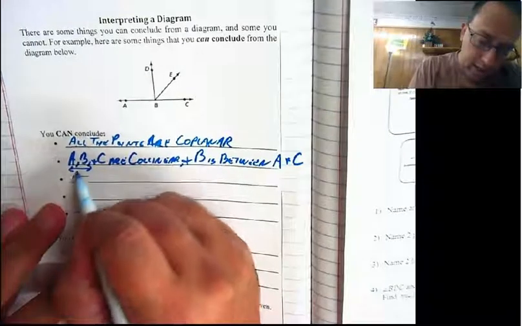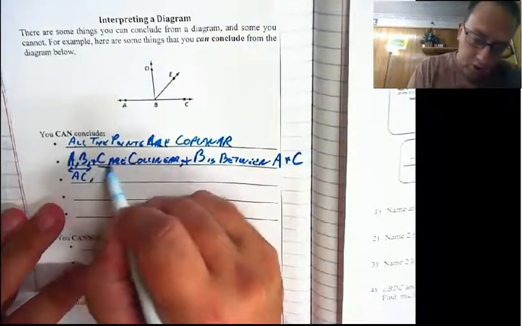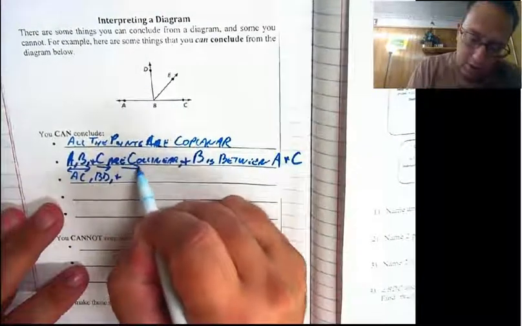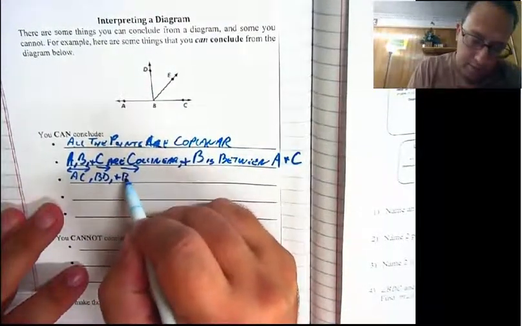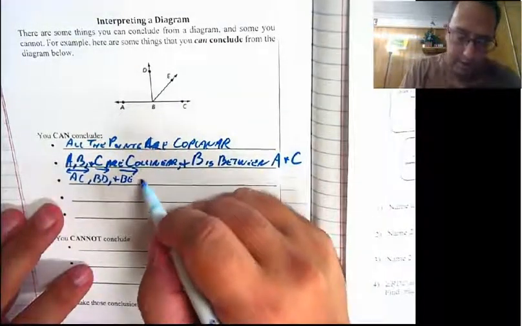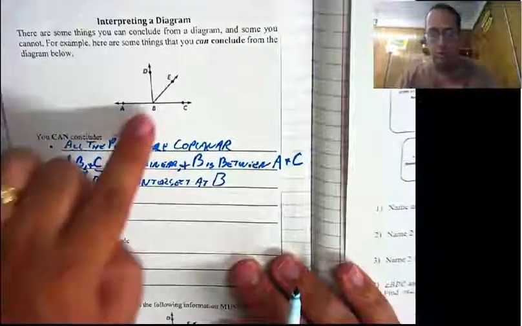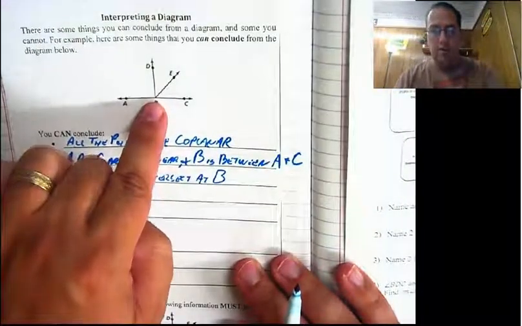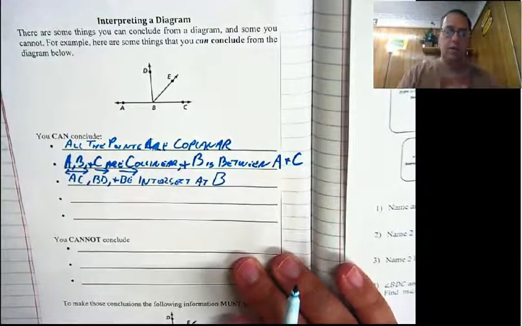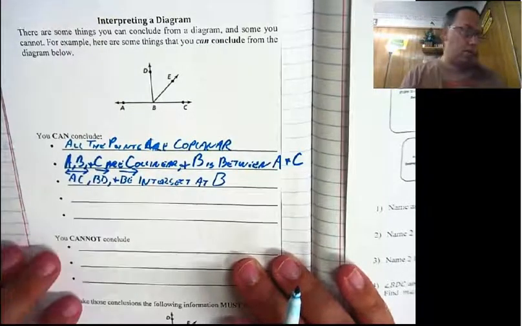that line AC, ray BD, and ray BE intersect at point B. Since it looks like they come together right there at point B, we can assume that they really do. Okay, that's one of the things that we are allowed to say. Well, it looks like it, so we're going to go with it. All right.